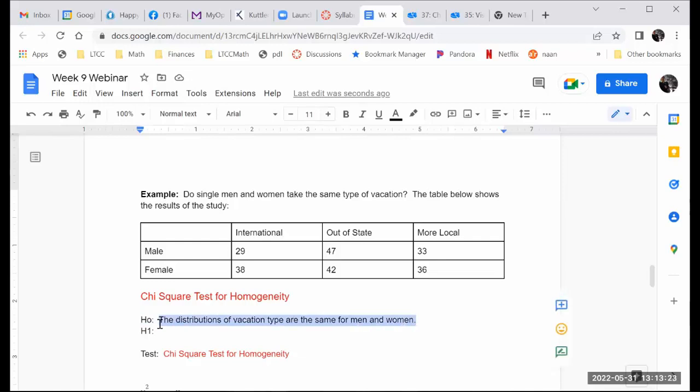Okay, for H1, I'm going to do what I've been doing. I'm going to copy and paste, and I have to add in a word. What am I going to add in? Not. Exactly. So the distributions of vacation type are not the same for men and women. Any questions on that?